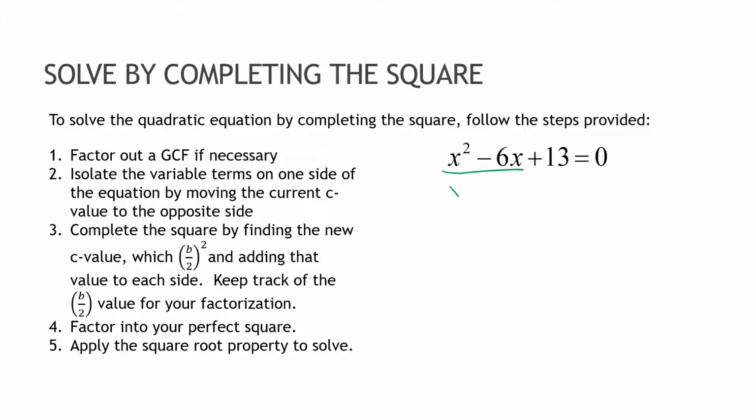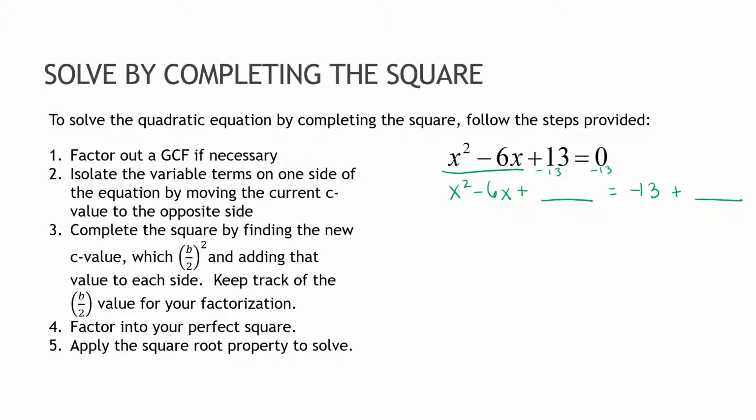So I want to get x squared minus 6x plus blank equals, and then essentially I'm subtracting 13 from each side. So I have negative 13 plus blank. And the important thing is the blank has to be the same on each side, which makes sense because you always do the same thing on each side.